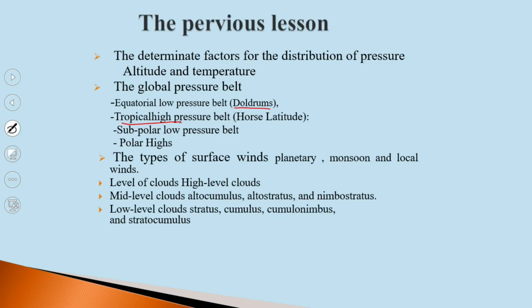We have seen also the subpolar low pressure belt regions and the polar high regions. The polar high regions are found nearly at the north and south poles. In this region, there is high permanent pressure known as the polar high.